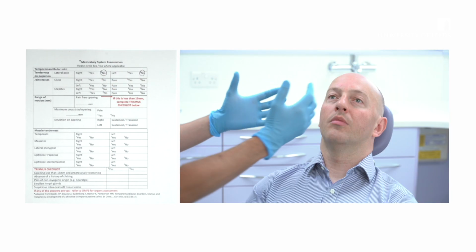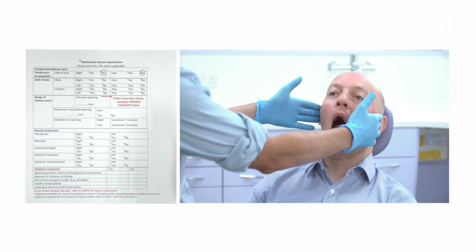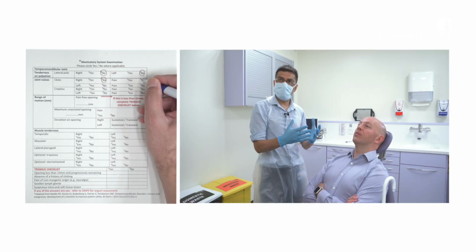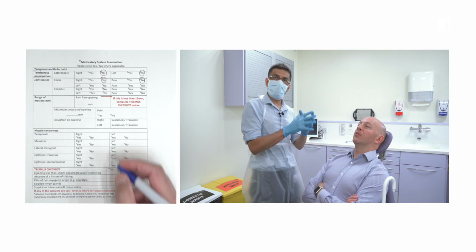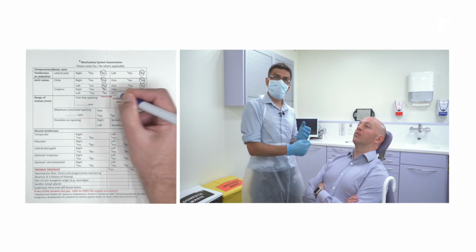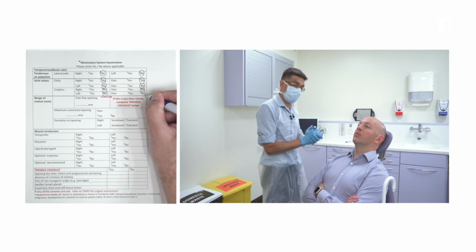We then assess for joint sounds. Get the patient to open and close their mouth, so open and close, and assess for joint sounds. If there's a clicking sound, that indicates displacement of the disc. If there's a sound of crepitation, which is like a crumpling paper bag, that signifies degenerative joint disease, which is commonly osteoarthritis or rheumatoid arthritis.